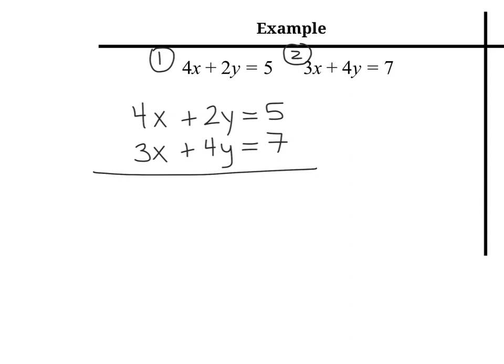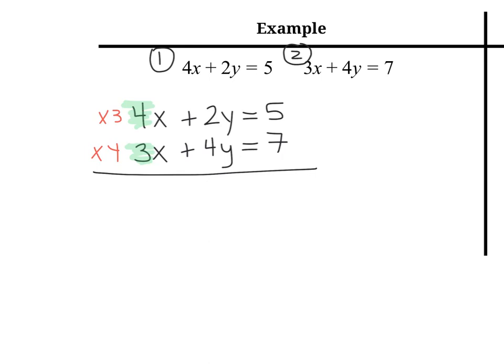So the numbers that I'm going to work with are 4 and 3. So I need to think of a number that they can both multiply into. And so I know that both of those numbers can multiply to give 12. So with the first equation, I know that if I take 4 and multiply it by 3, that will give me 12. And with my second equation, I know that if I take 3 and multiply it by 4, that will also generate 12. So those are going to be my multiplying factors.